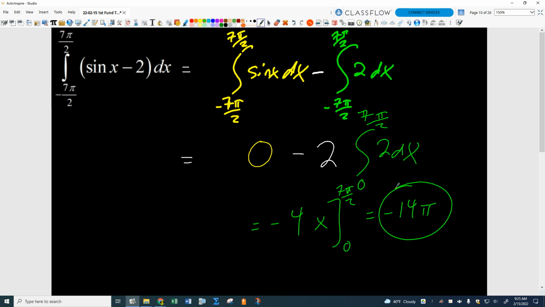So much, much easier if you use that little trick, right, in this case. And what gave it away? The red flag here to tell you to do that was these symmetric limits of integration. You always look for that stuff when you have symmetric limits. Okay.